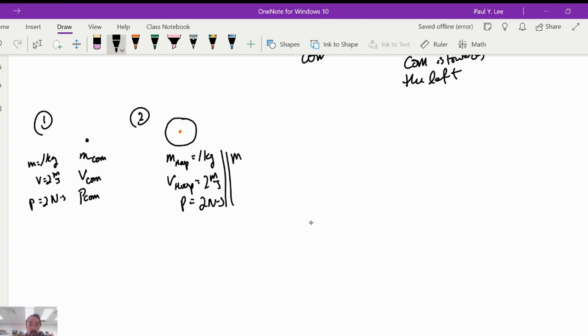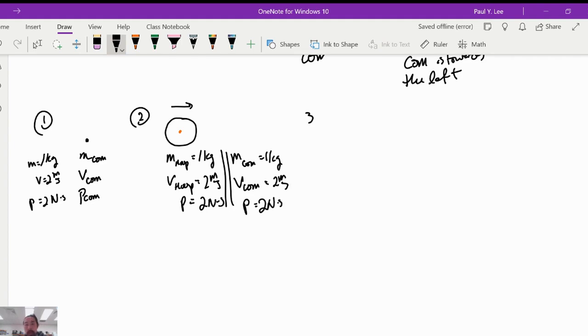We could say the mass or the center of mass for the hoop is still going to be 1 kilogram, because it's just that one object. The velocity of the center of mass, because if we're saying that the hoop is moving to the right, the center of mass is also moving to the right, is, let's say, 2 meters per second. We could say that the momentum is still 2 newtons per second.